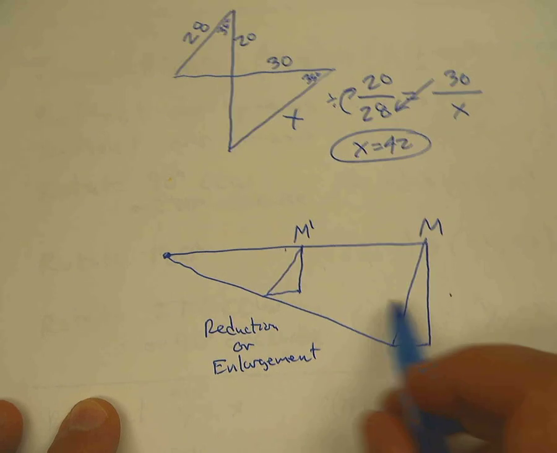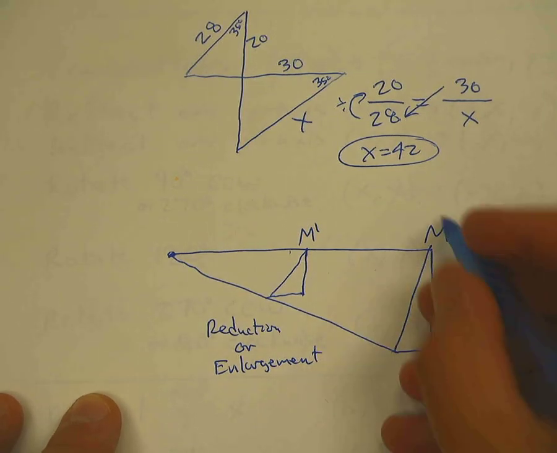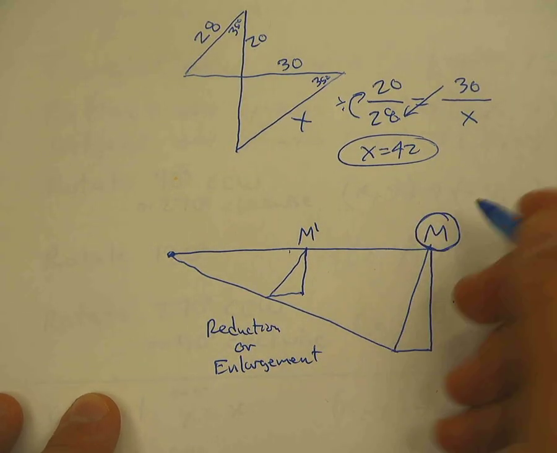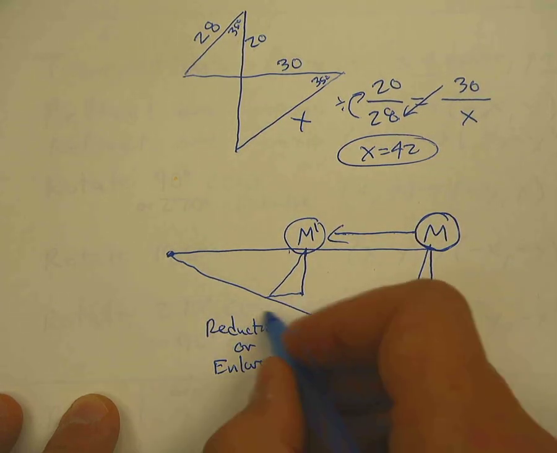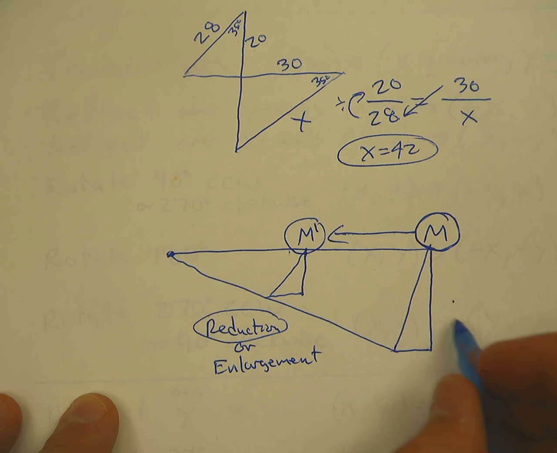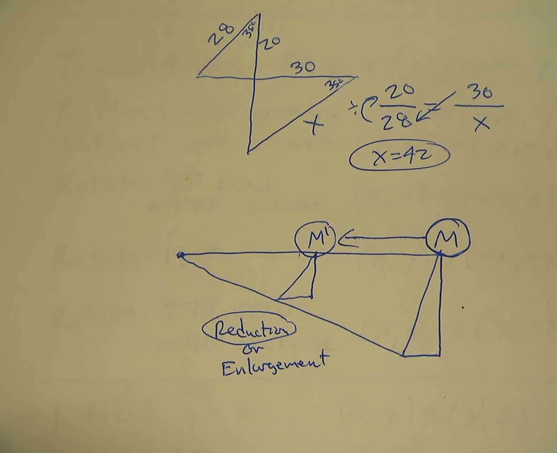Okay? Well, if you look at these two, you can see we start with the pre-image, this, and we go to the one with the prime. So this is going to be a reduction because it's getting smaller in size. That will also be something you need to know.